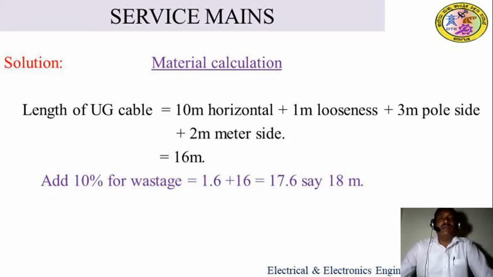Next, length of underground cable. Similarly, how you find it in the single phase underground cable, you have to follow the same method to find the underground cable. So here is a 3-pole molded cable. The given length is 10 meter horizontally and 1 meter looseness plus 3 meter pole side plus 2 meter meter side. The total length of the cable becomes 16 meter, and add the 10% wastage, that comes to 1.6 plus 16 meter, total you get 17.6, around about you take 18 meters.